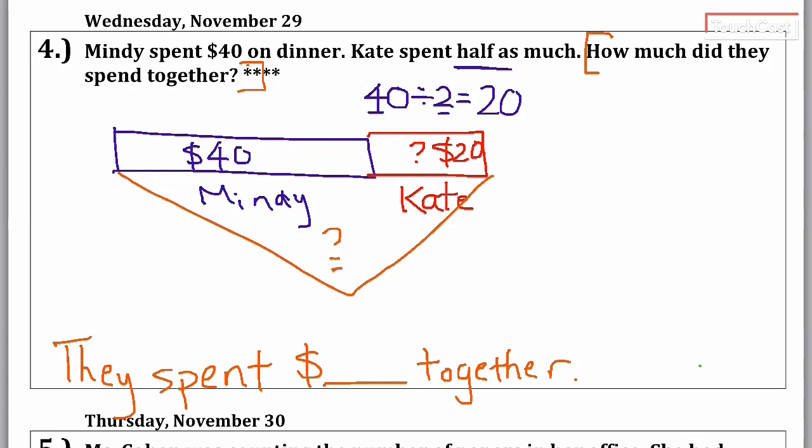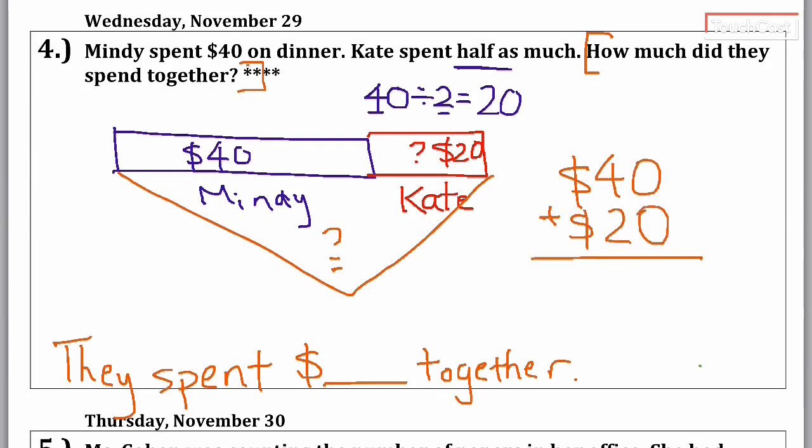Now, it's fairly easy now to calculate the total, or this question mark. We would just add 40 plus 20 to figure out how much they spent altogether. 40 plus 20 would be 60. So your answer is 60. They spent $60 together at dinner.